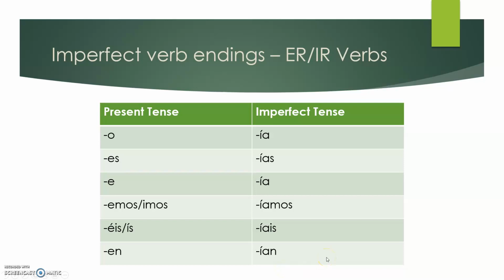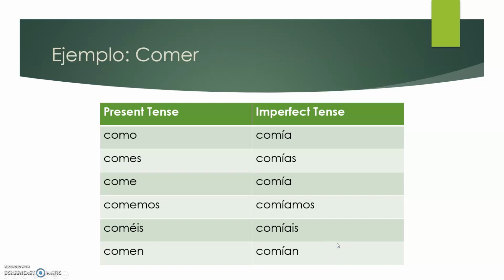So let's take a look at a real verb example so that you can see how it fits together. Take the verb comer, an ER verb. In the present tense, we would say yo como, tú comes, él o ella o usted come, comemos, coméis, y comen. In the imperfect, all of the endings have an IA, and then there are some similarities between the imperfect and the present. Okay, so we have yo comía, that's a little funny.